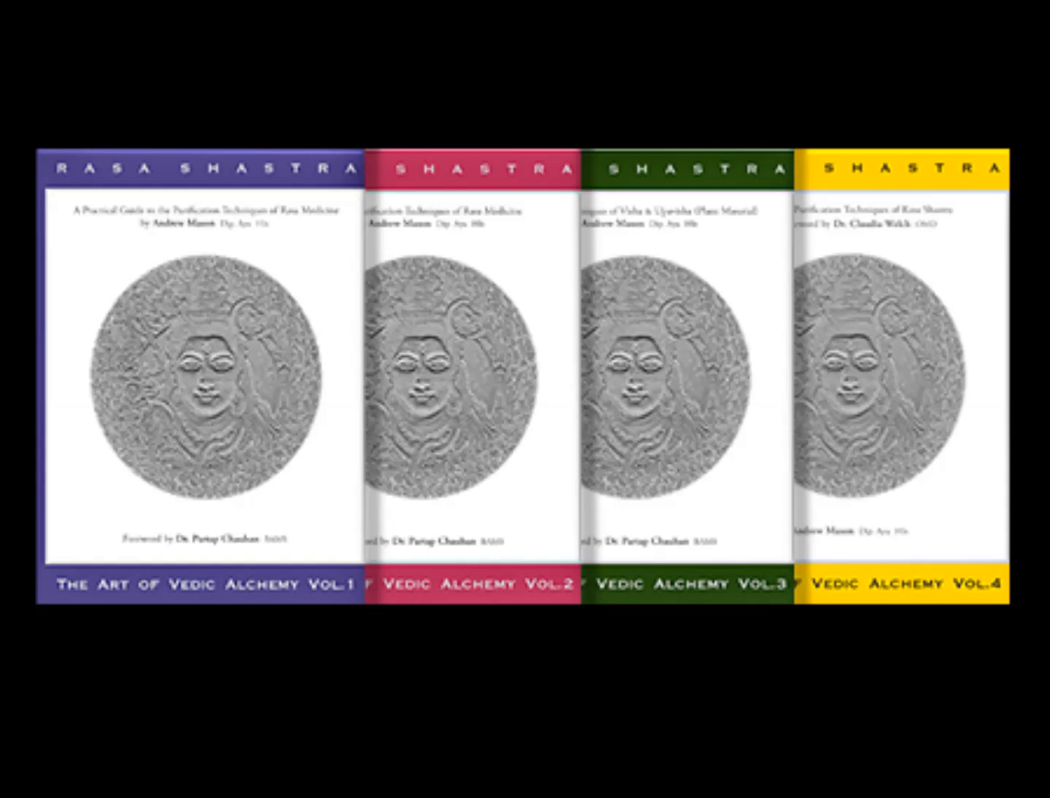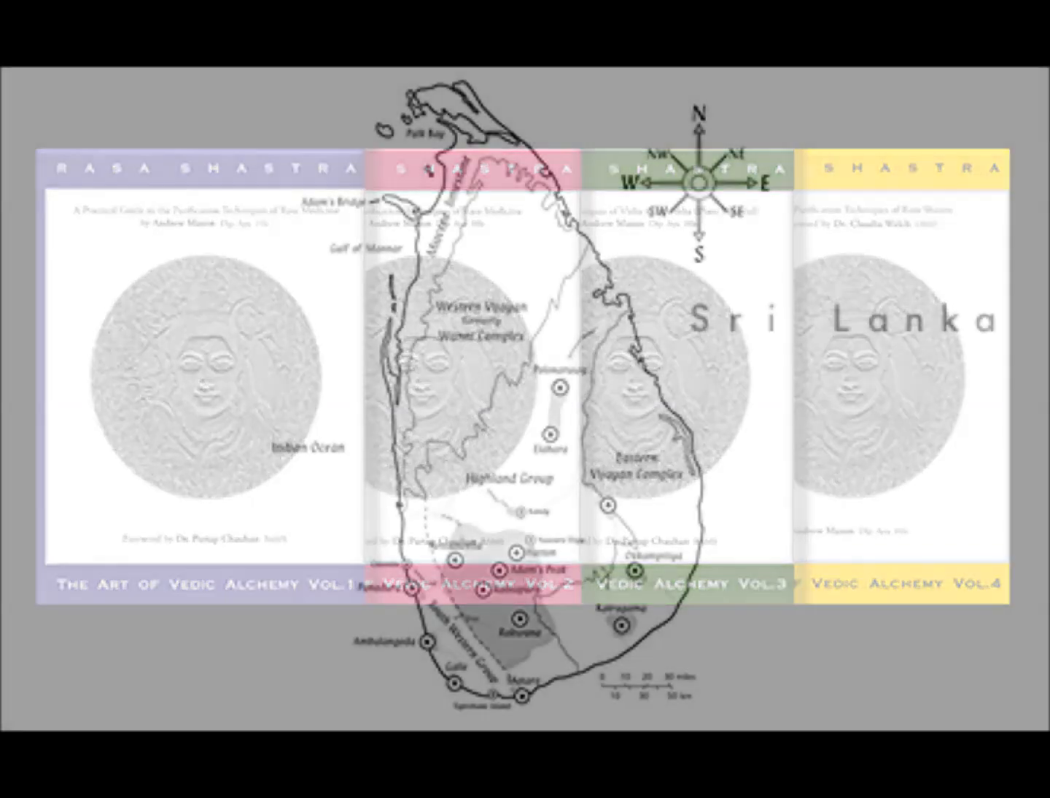Introduction to Rasa Shastra, the Art of Vedic Alchemy, Volumes 1 through 4. I embarked on this project late in 2006. Between the end of 2004 and the late summer of 2005, I was engaged on an Ayurvedic study program in the south of Sri Lanka, near the capital, Colombo.